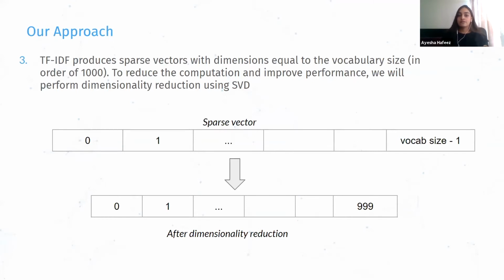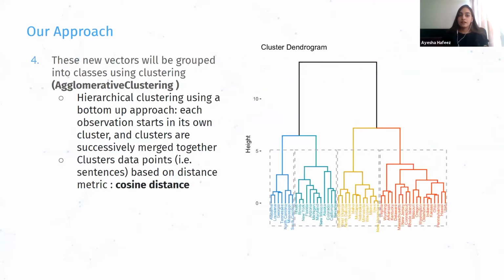And for you to not only improve the model performance, but also the computation of your machine learning model, you need to perform dimensionality reduction. Now, once you have these new reduced vectors, you can pass them through a clustering algorithm. In our case, we used a hierarchical clustering algorithm where each observation started with its own cluster and was iteratively merged into clusters based on a distance metric. In our case, we used the cosine distance since it performs well on highly dimensional data.